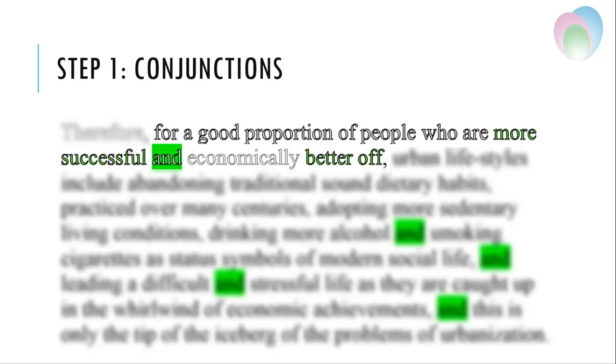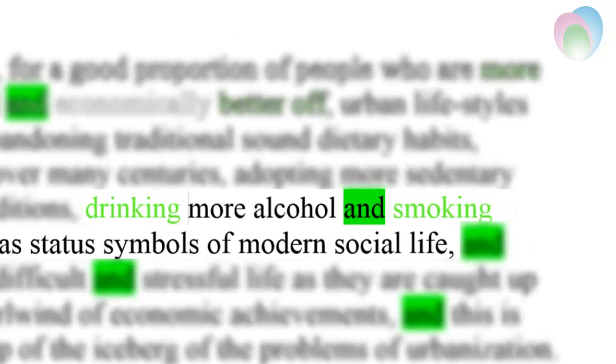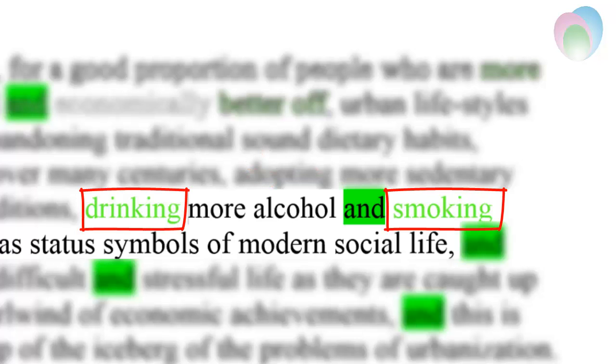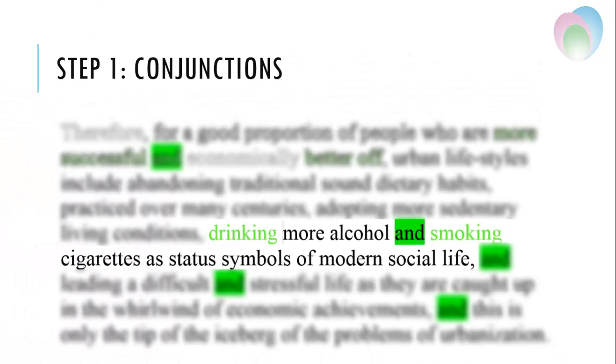Now, let's move on to the next conjunction. The word after and is smoking. The word before it is alcohol. Smoking and alcohol don't seem to have the same grammatical structure. We move back in the sentence to see if we can find a better word that can be parallel with smoking. The first word we encounter is drinking. Drinking and smoking are both gerunds and are grammatically parallel. So the first side of this balance is drinking more alcohol, and the second side is smoking cigarettes.